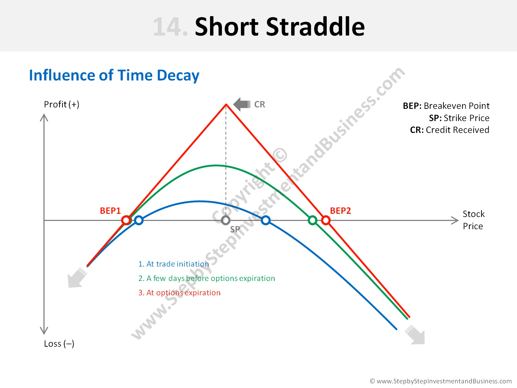In this graph, we can see the influence of time decay on the position. On the vertical axis, the profits and losses of the position are indicated, and on the horizontal axis, the stock price is indicated. The blue curve indicates the profits and losses at trade initiation. As we get closer to options expiration, the curve of profits and losses is like the one shown in green. And finally, at options expiration, the curve of profits and losses is the one shown in red.